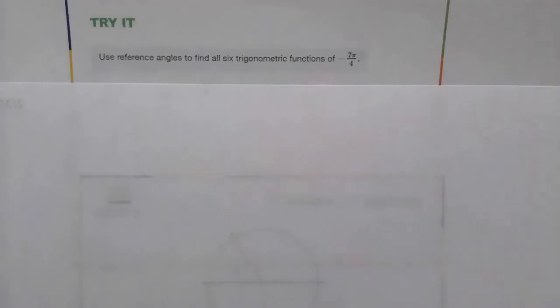So I want you to try this problem by yourself. Just use reference angles to find all 6 trigonometric functions of negative 7 pi over 4. Pause the video here and try it. And I'm going to give you a little hint in a few seconds. But I want you to try it by yourself first.